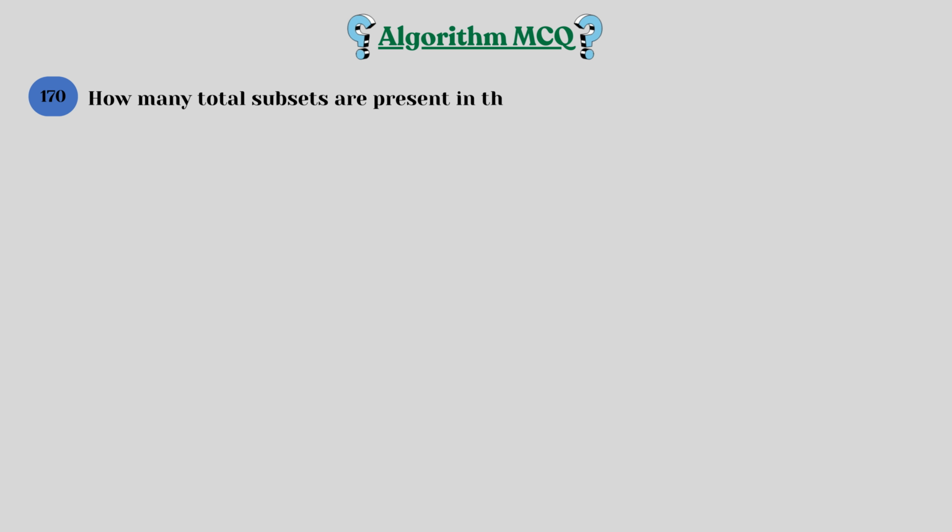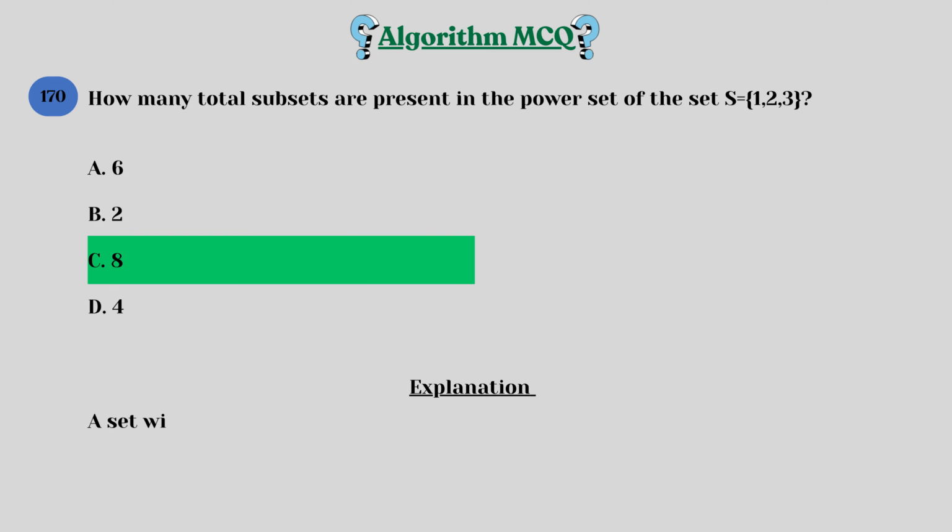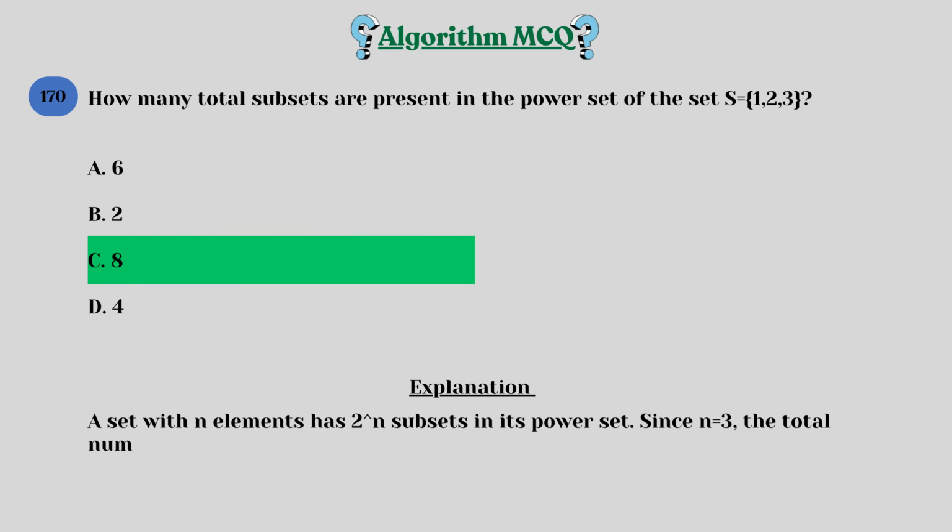How many total subsets are present in the power set of the set S equals {1, 2, 3}? Correct answer, 8. Explanation: a set with n elements has 2 to the power of n subsets in its power set. Since n equals 3, the total number of elements in the power set is 2^3 equals 8.